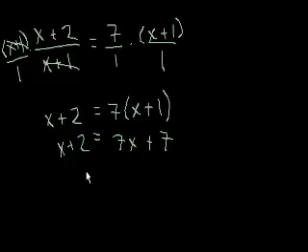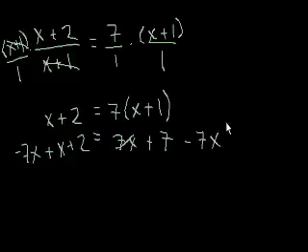And now all we do is we say, well, let's get all the x's on one side of the equation, and let's get all the constant terms, like the 2 and the 7, on the other side of the equation. So I'm going to choose to get the x's on the left. So let's bring that 7x onto the left, and we can do that by subtracting 7x from both sides. Minus 7x plus, it's minus 7x.